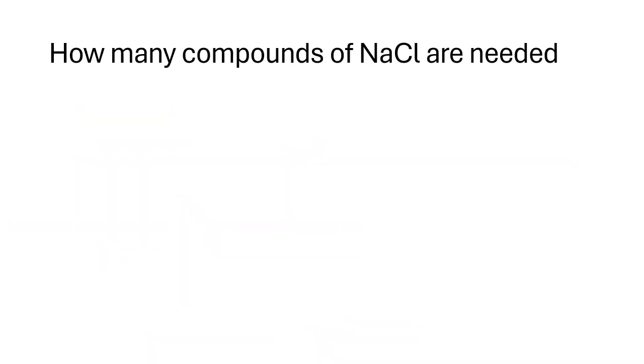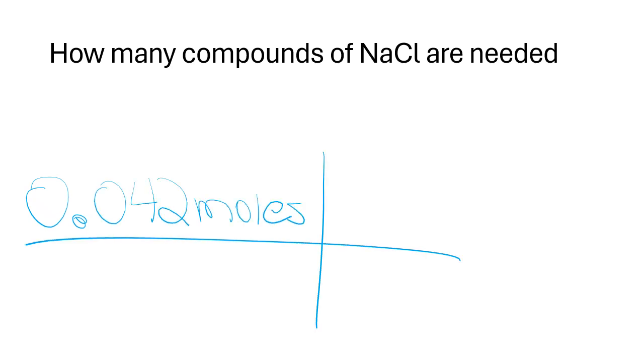Then we wanted to determine the amount of compounds from that. We'll then have to go from moles to number. And I think we had 0.042 moles of NaCl. To go from moles to total number of compounds, we multiply by 6.02 times 10 to the 23rd.